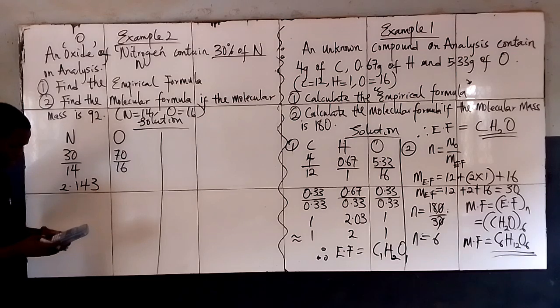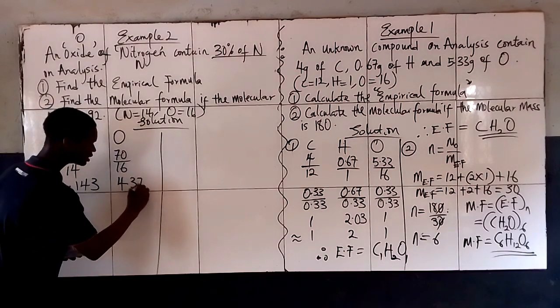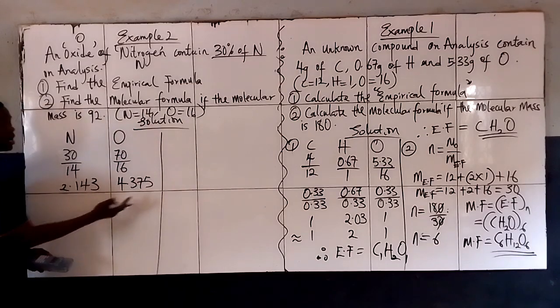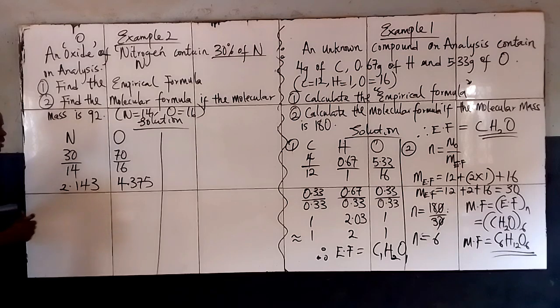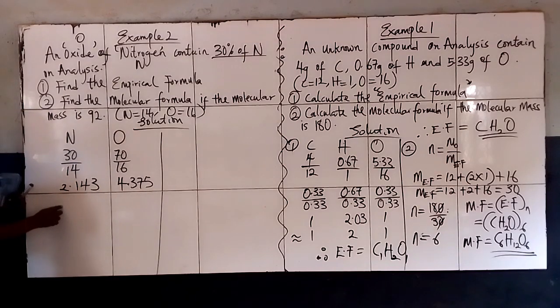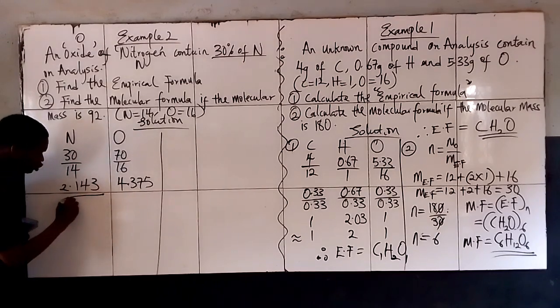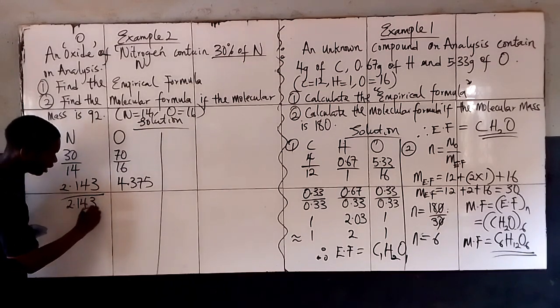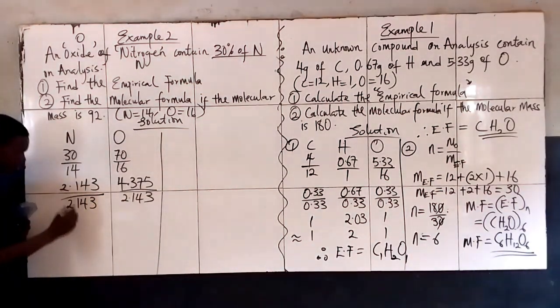70 divided by 16 gives us 4.375 to 3 decimal places. Now we have this. The next step is to divide all through by the smallest value. So between 2 point and 4 point, which one is smaller? Is it not this? 2.143 is the smaller, is it not? So we'll be dividing both by 2.143. So this will be over 2.143 and over 2.143. So this will give us 1.